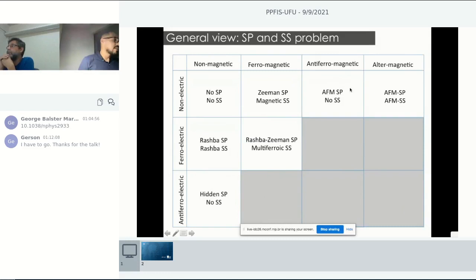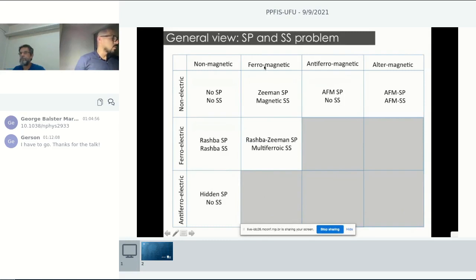possible magnetic or electric effects, we have a specific kind of spin polarization and spin splitting. For instance, the antiferromagnetic spin splitting was recently discussed by Alex Unger, one of the co-authors of this paper that I just showed you. He discovered that antiferromagnetic ordering can induce spin polarization, even when we have no spin splitting.